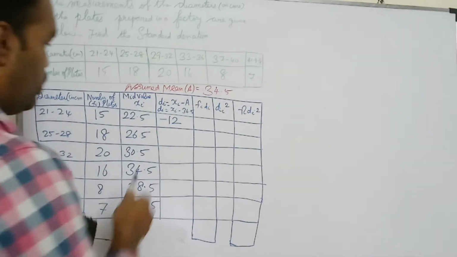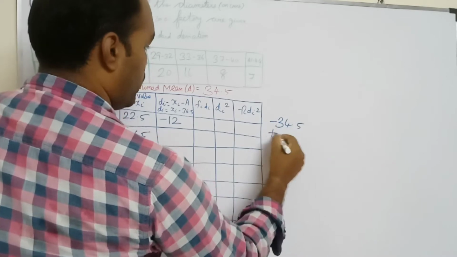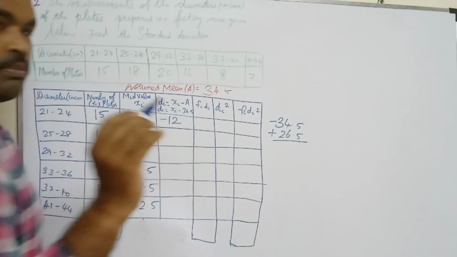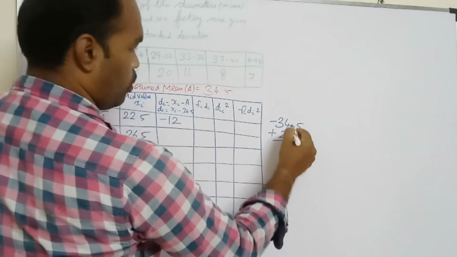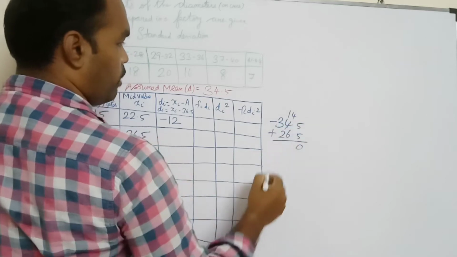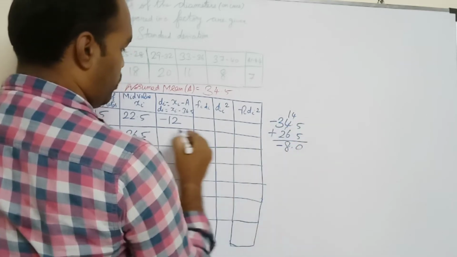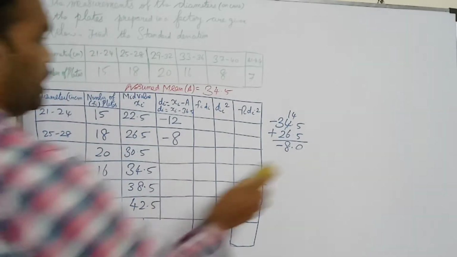26.5 minus 34.5. 34.5 plus 26.5. Minus into plus is minus. So 5 minus 5 is 0. 14 minus 6 is how much? 8. Minus sign, we need to mention it. So minus 8.